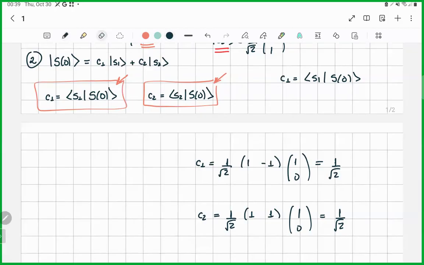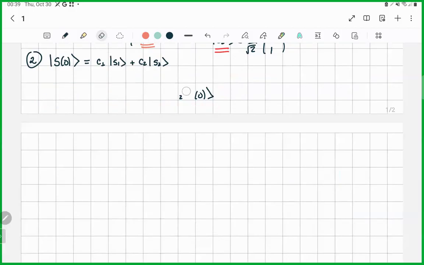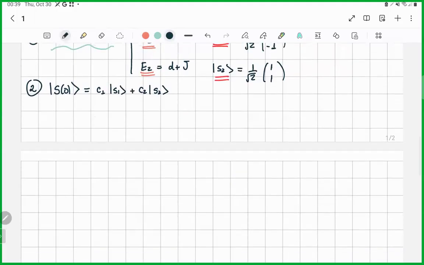Okay, so we can come up here and we can say we found our initial state in terms of these eigenfunctions. This initial state is 1 over square root of 2 for S1, 1 over square root of 2 for S2. And now we can just attach to it the time. But before I continue, I want to show you another possibility.